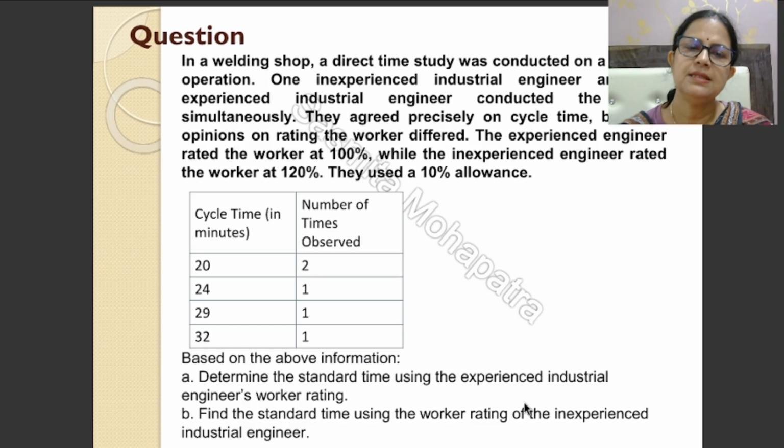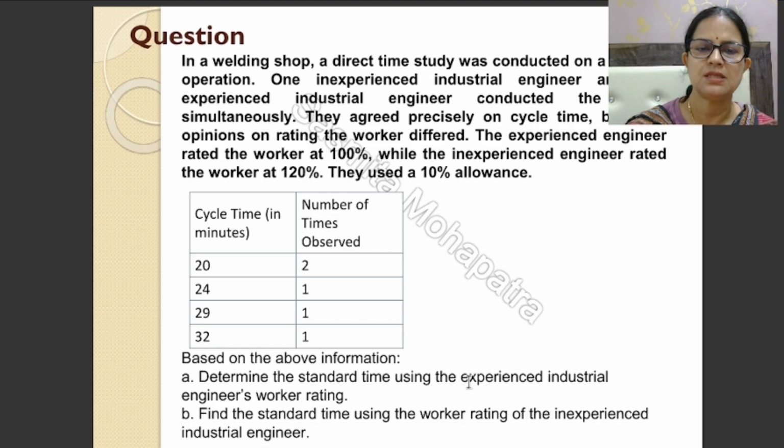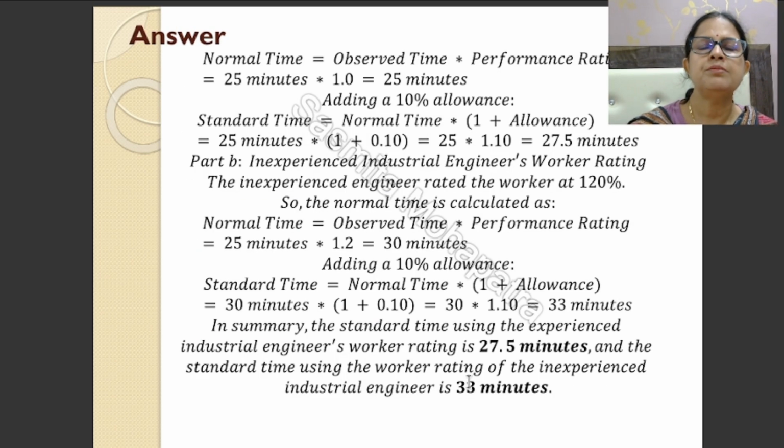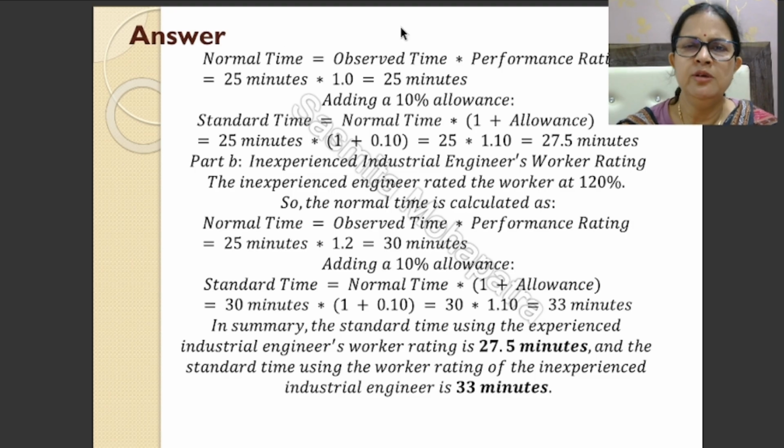So what is asked in the question? Determine the standard time using the experienced industrial engineer's worker rating, and find the standard time using the worker rating of the inexperienced engineer. One is rated by the experienced engineer, and one is rated by the inexperienced industrial engineer. So normal time, we know, is observed time into performance rating.